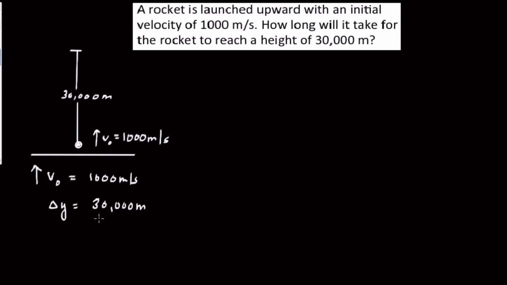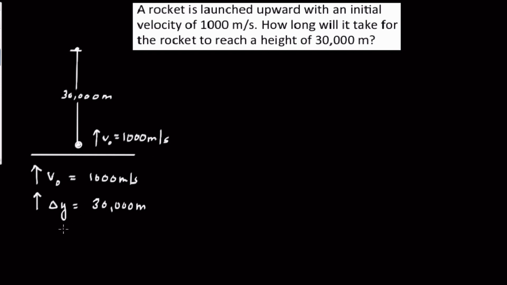And is this going to be up or down? Well, it starts down here on the ground, and it ends up 30,000 meters up in the air, somewhere up here. So from where it starts to where it finishes, it goes up. So that vector is going to be up too. Both of these vectors point up, which means that when I plug them into the equation, both of them have to have the same sign. They can either both be positive or both be negative, whatever I decide.